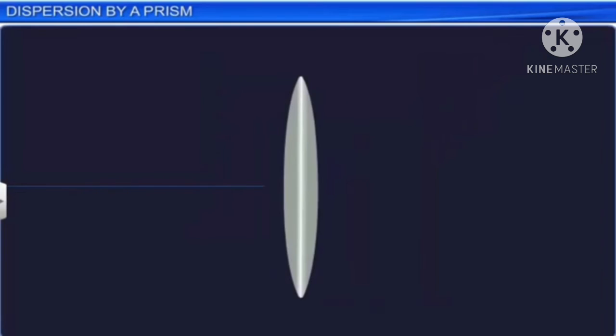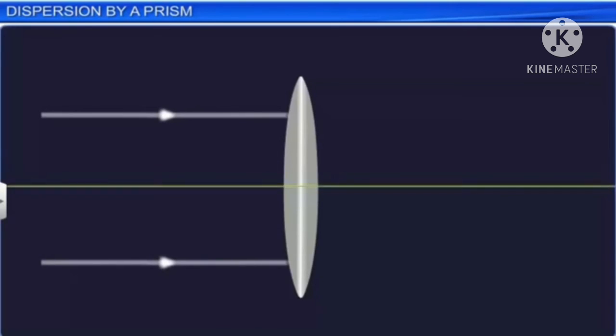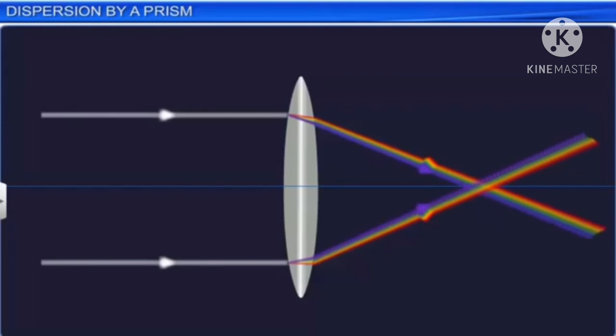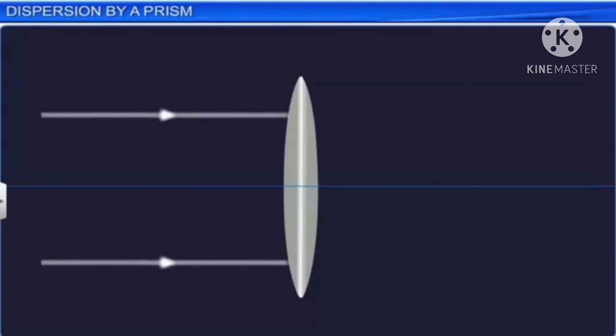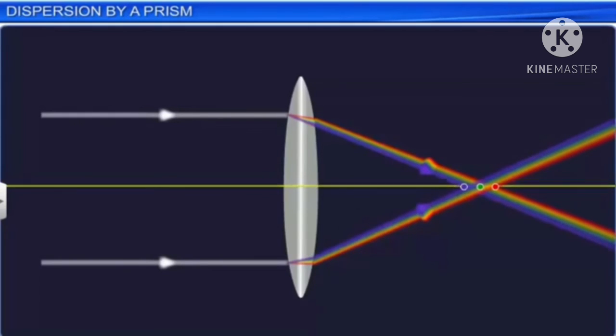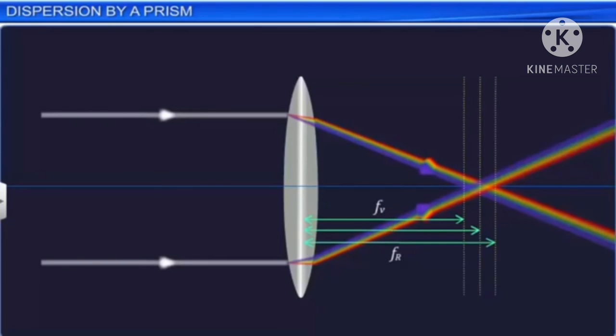We can observe the effects of dispersion of light in the case of a lens, especially if the lens is thick. For example, if a beam of white light parallel to the principal axis is incident on a thick convex lens, it gets dispersed at both the edges of the lens. As a result, rays of different colors are focused at different points on the principal axis. Hence, the focal length of the lens is different for different colors.